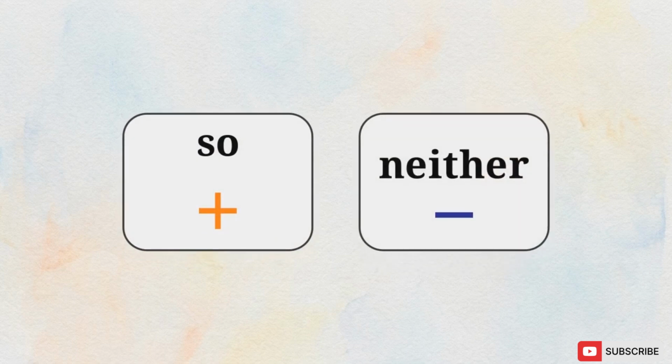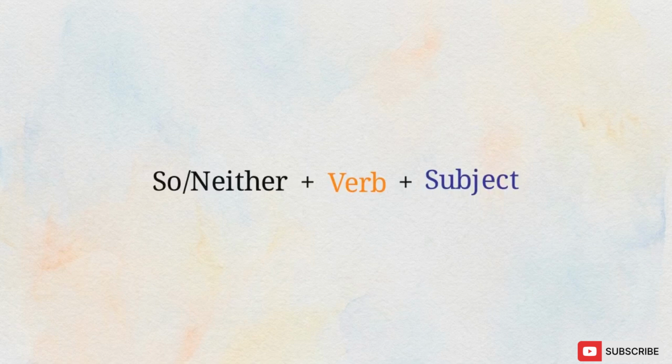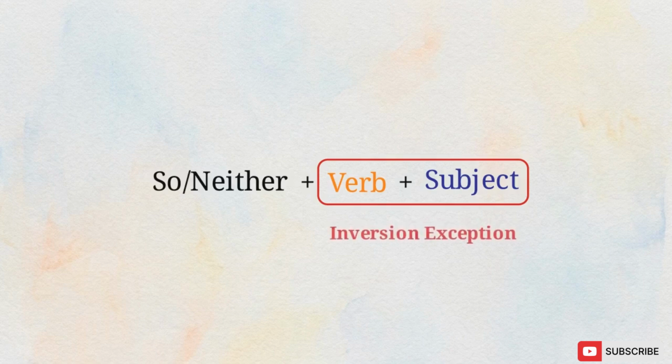This is where word order often becomes an issue, leading to mistakes like I passed the exam and so Paul did. In these specific cases, the order must invert. By swapping the verb and the subject, we get I passed the exam and so did Paul, alongside the formula so/neither plus verb plus subject. Standard English typically follows a subject-verb order, but this agreement structure is a rare exception where the verb must come first.